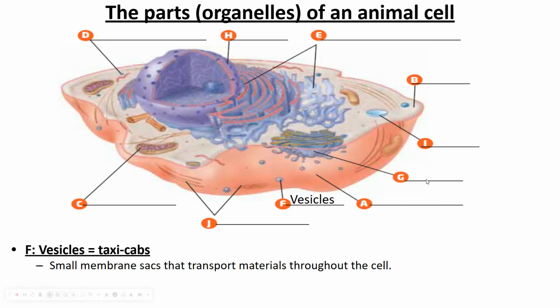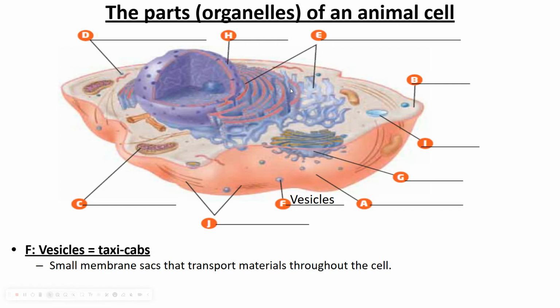Next, we're going to take a look at what's called the vesicles. Vesicles and vacuoles in animal cells and plant cells sometimes are interchangeable. If you called this one here a vesicle, I'd be okay with that. If you called this one here a vacuole, I'd be fine with that too. So vesicles are basically just small membranes that are like taxicabs. They transport substances throughout the cell.